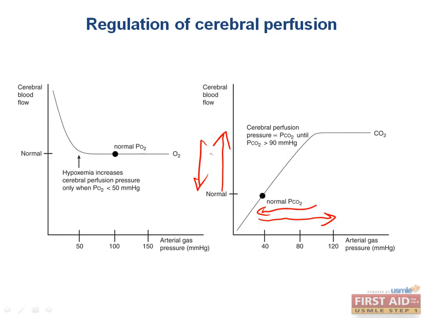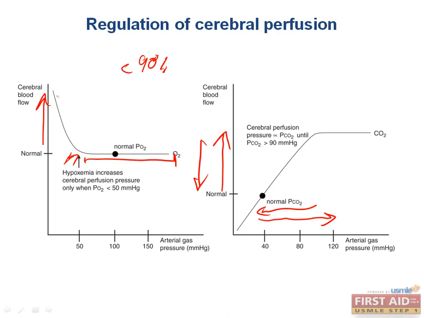These changes are not observed in severe hypotension, however. Now on the left, you see that in a wide range of oxygen states, there is no change in cerebral blood flow. Only when PO2 drops below 50, meaning your O2 sat on the monitor would be below 90%, that's when hypoxemia starts to affect the brain and cause vasodilation, which increases the cerebral blood flow.